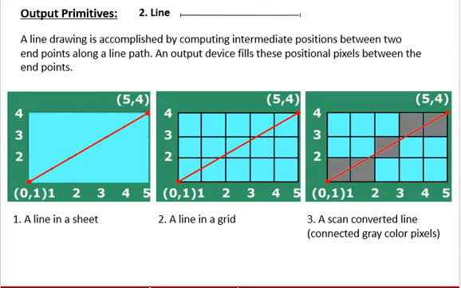Now a line, you already know what a line is. Here we have x coordinates and y coordinates. In the first point the value of x is 0 and y is 1, and in this point the value of x is 5 and y is 4. That is why we have 2 points, and in between them we need to draw the line.